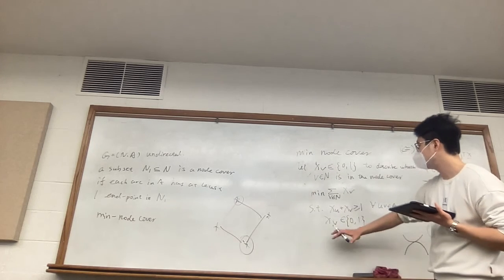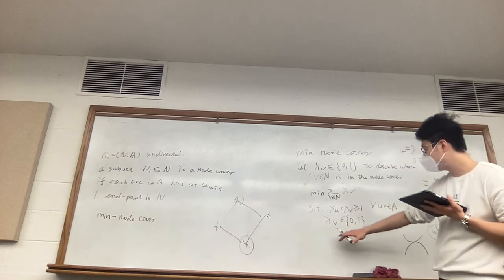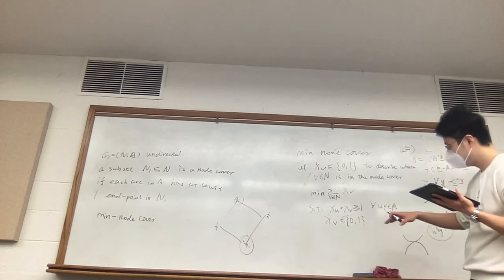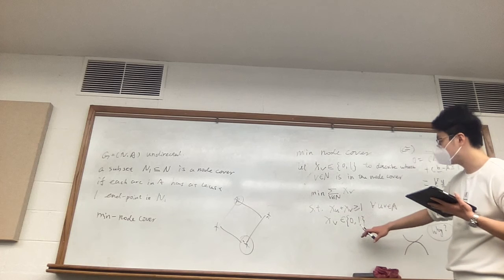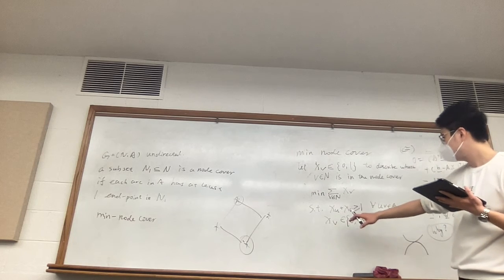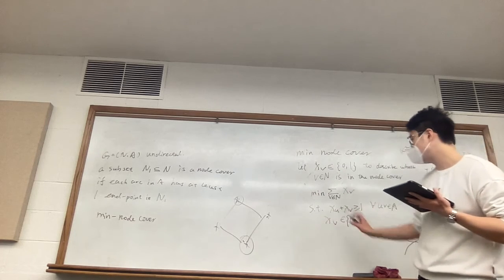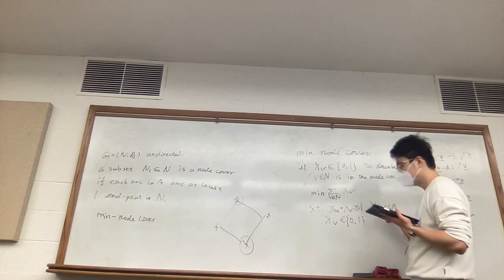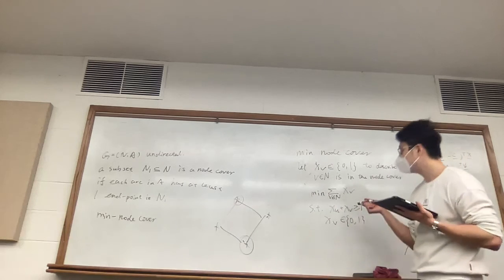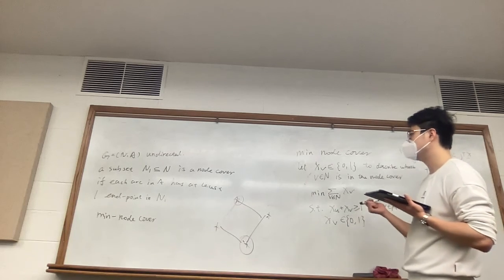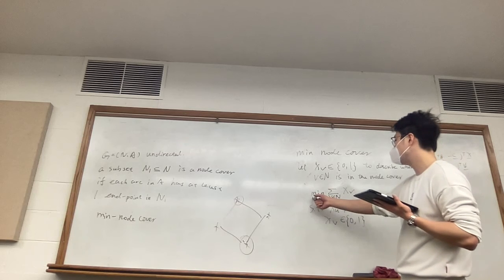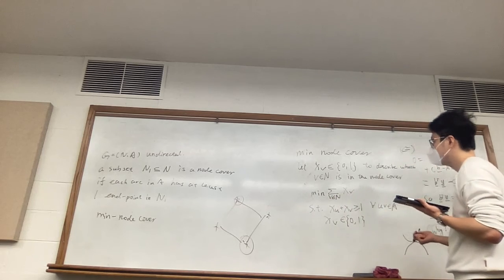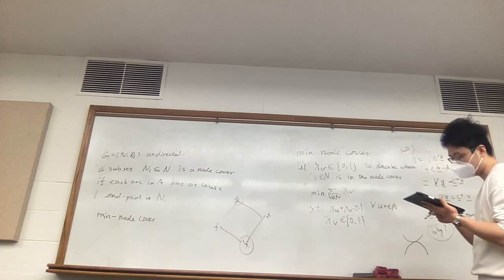Is that clear? Well, let's see. xv can either be 0 or 1. That's to say you have two options for v: you choose it or not choose it. And you need to make sure that for every arc, at least one endpoint is in this node cover. What you want to minimize is the number of points in this node cover. Yeah, this is the minimum node cover problem.